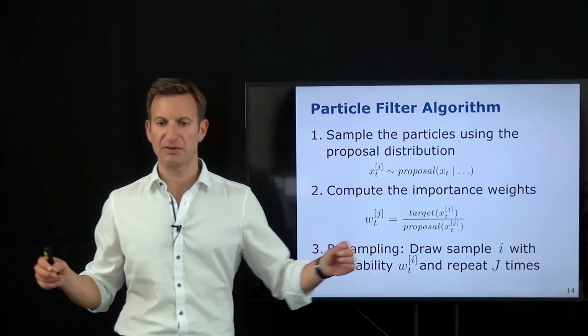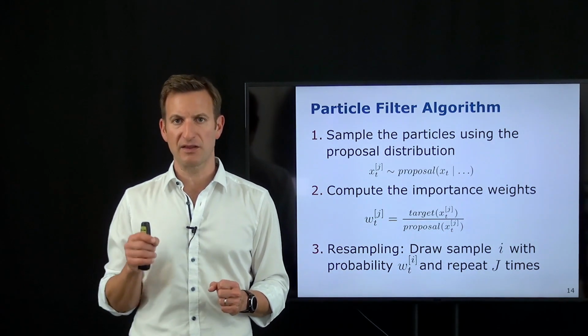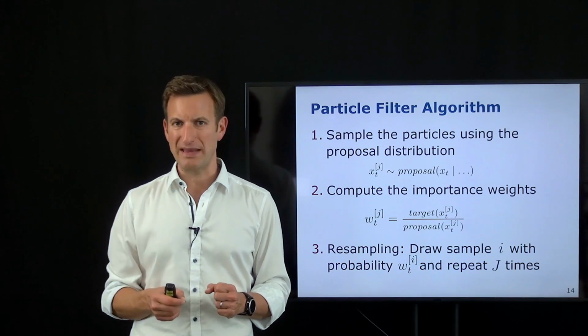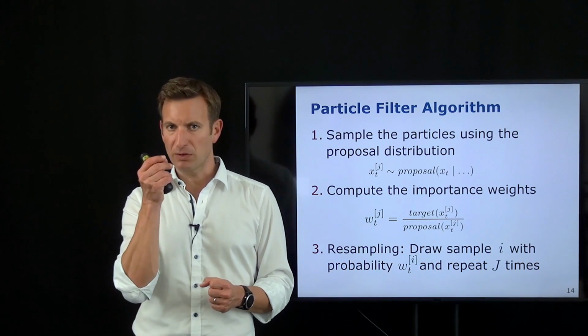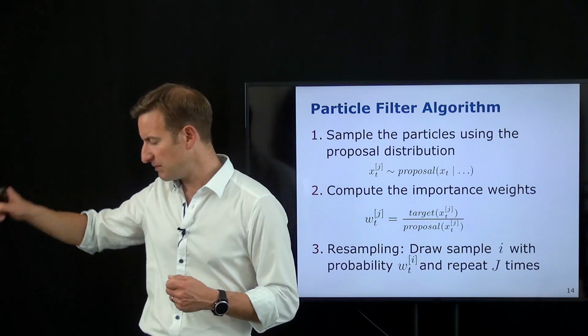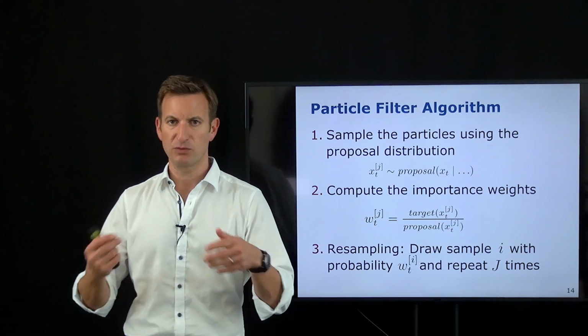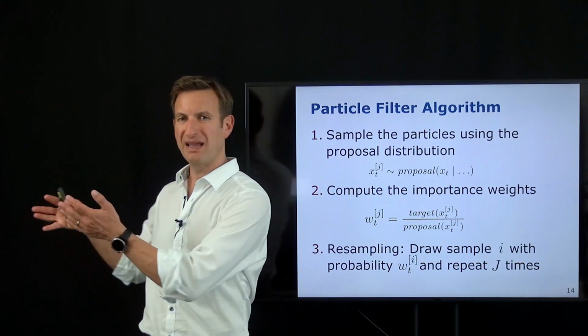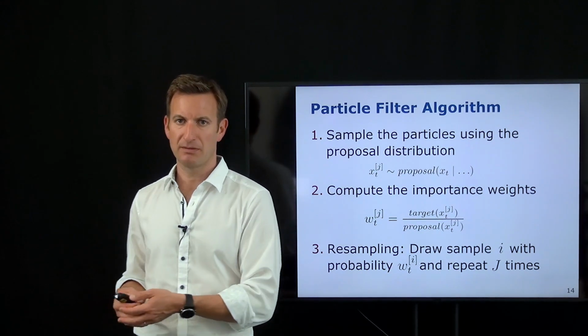So that means we have our sample set, we draw a sample randomly from that set, and the probability of drawing that sample is proportional to its weight. So the higher the weight, the higher the probability that we draw it. Then we look at that sample, we make a copy of that sample, let's say put it into another bucket, and put the original sample back into the original set. And we repeat this process J times, so that we get J new samples in our resampled bucket.